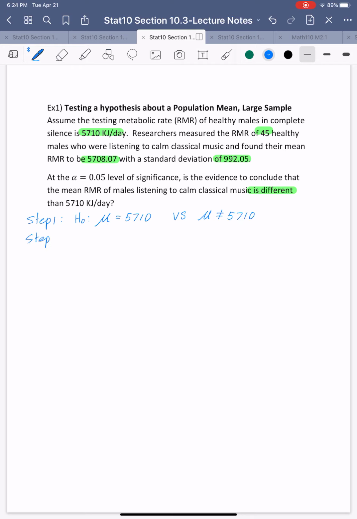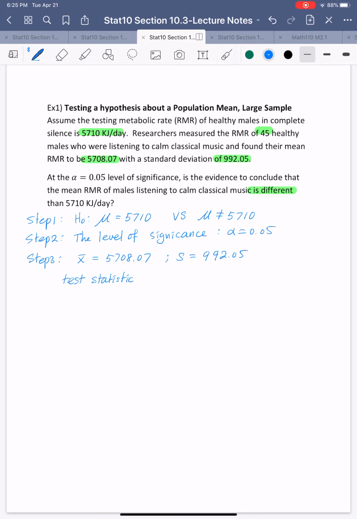And then step 2, we need to find the level of significance, which is alpha, which is the 0.05 level. And then step 3, now we have to find the test statistic. In order to find the test statistic, we need x bar, which is 5,708.07, and also the standard deviation, which is 992.05.